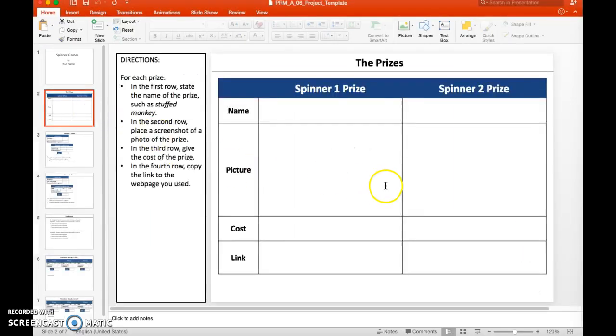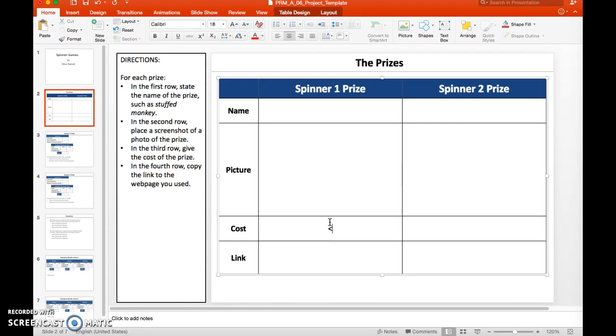You need to search the internet and find some pictures of some prizes that you want to offer. This one has to be less than $5. So less than or equal to $5. I don't particularly care what it is. It could be a stuffed animal. It could be a gift card for $5. Totally your choice.